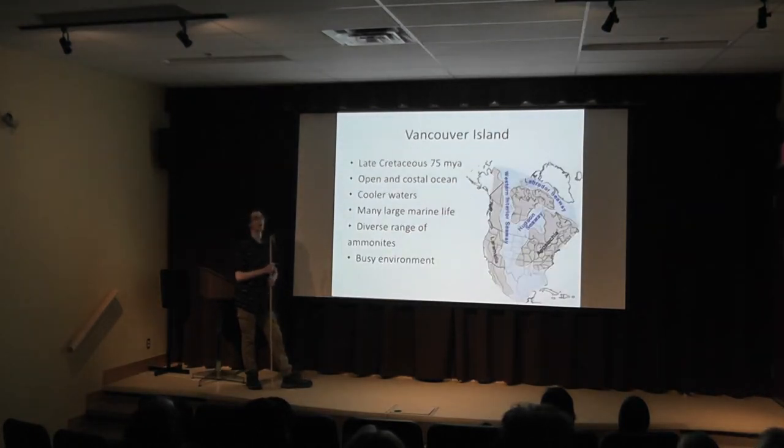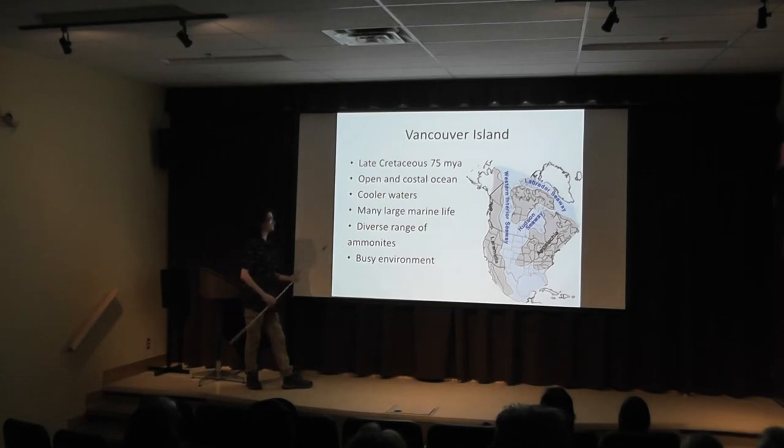Excellent. Moving on to Vancouver Island. Now, Vancouver Island has many, many fossil sites, around 200 to be exact. And I'll just be going over the most common fossils found there. Most of the rock there was late Cretaceous in age, around 75 million years ago. And during that time, it was more open and coastal ocean. The waters were cooler than the ones I described in previous slides. And there were many large marine organisms living in the waters there, and a diverse range of ammonites, those squid and spiral shells.